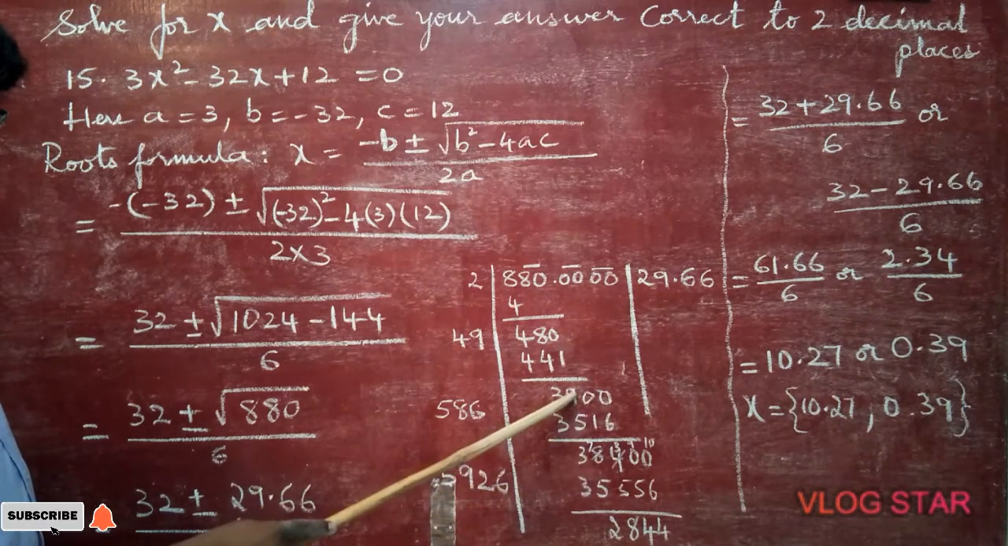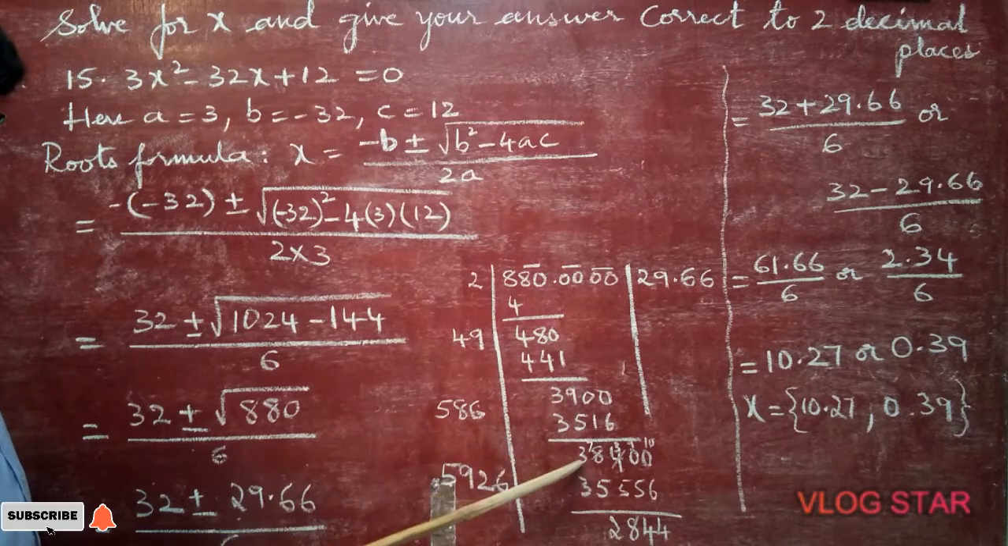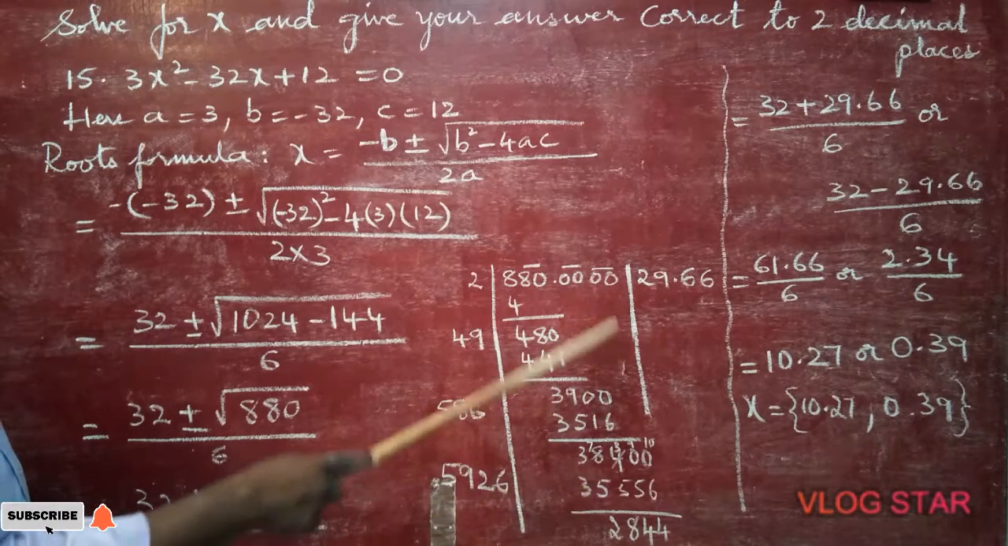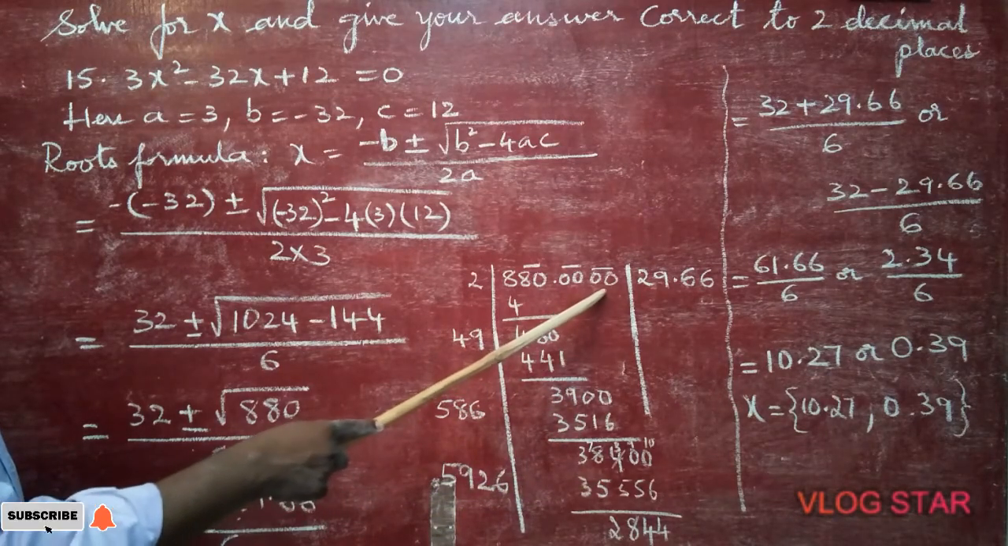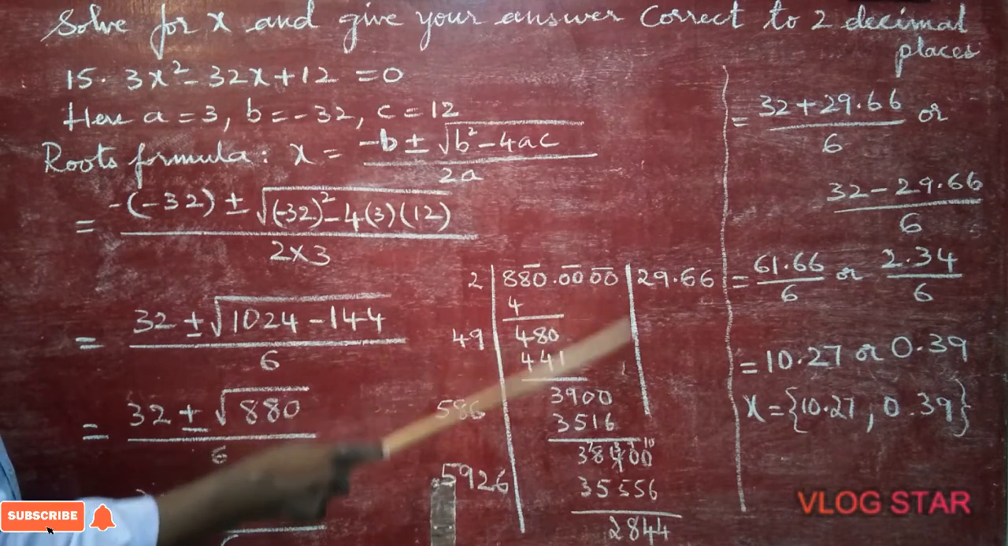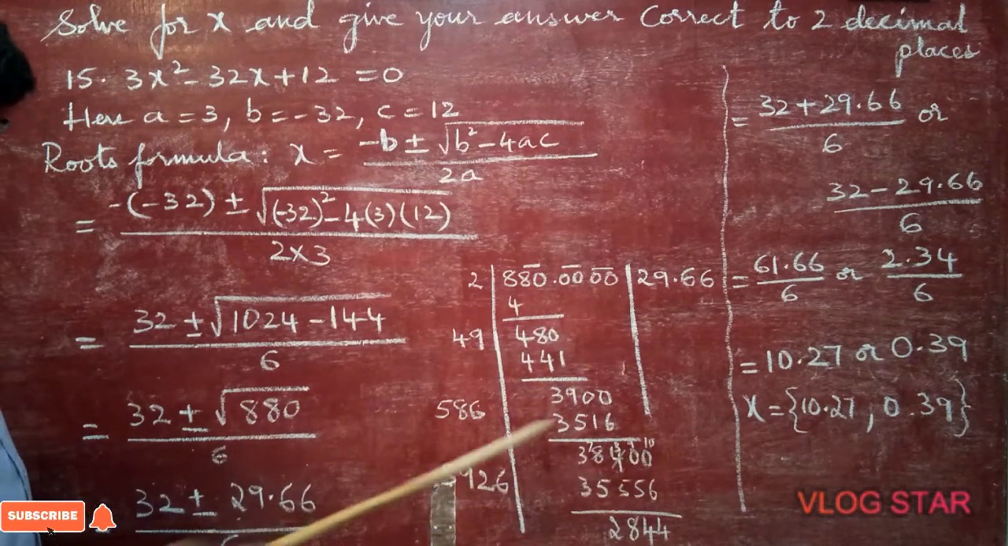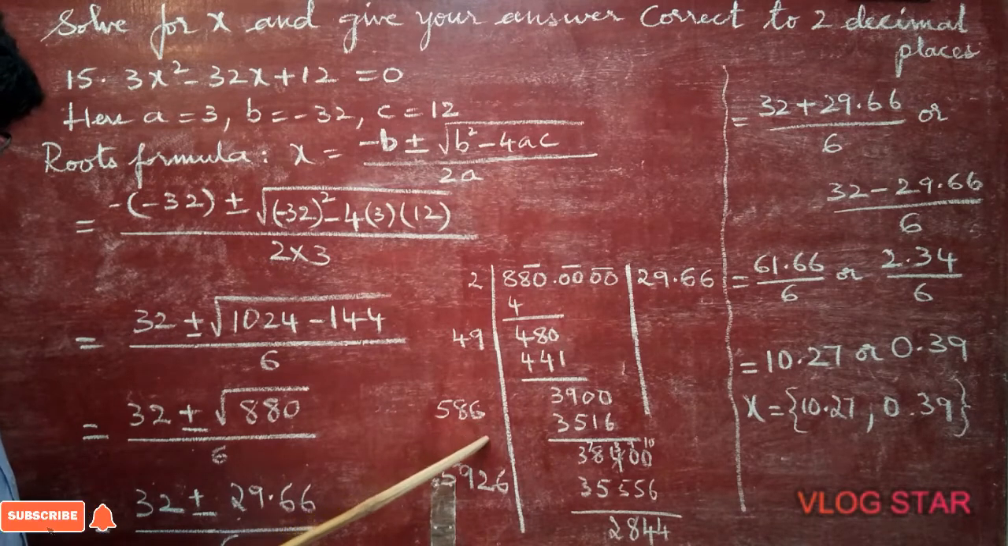9 minus 1 is 8. Here 8 will be there. 8 minus 5 is 3. 384. One more bar is there because 2 digits are there after the decimal. So that bar you bring 2 more zeros. Here one more 6 you add.